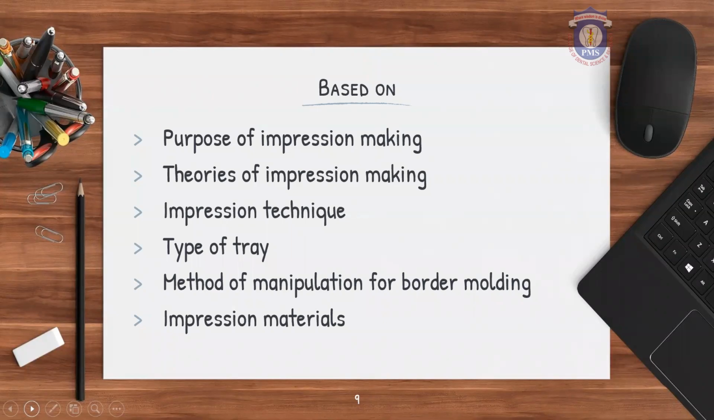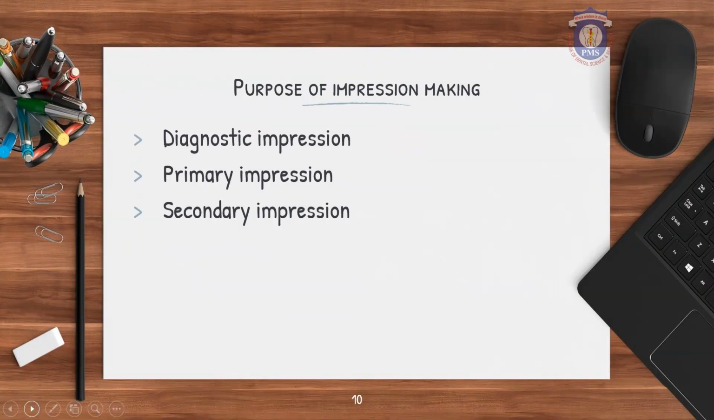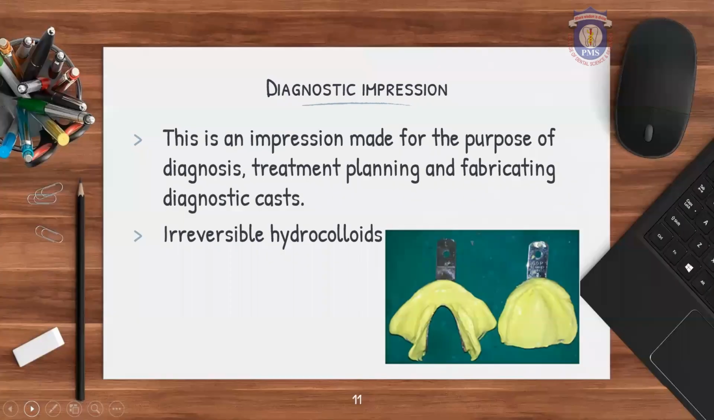Impressions can be classified based on the following: purpose of impression making, theories of impression making, impression techniques, types of tray, method of manipulation of border molding, and impression materials. So, based on the purpose of impression making, impressions can be classified into diagnostic impression, primary impression, and secondary impression. So let's see each in detail.